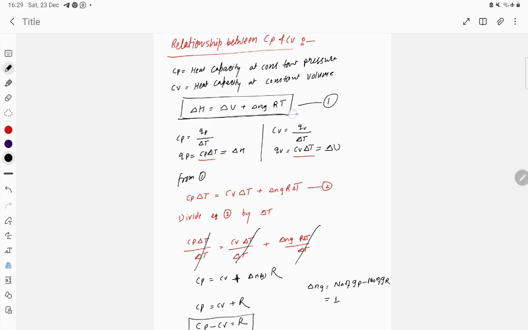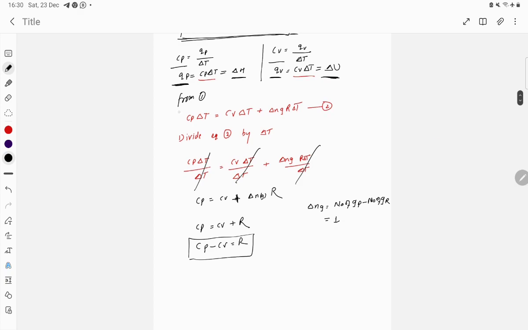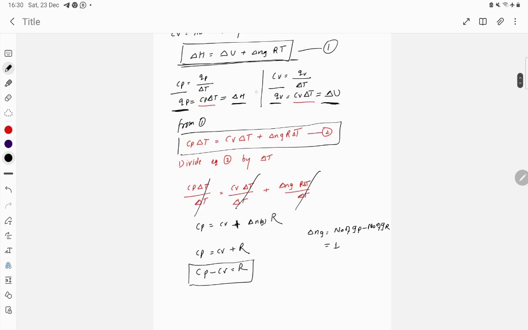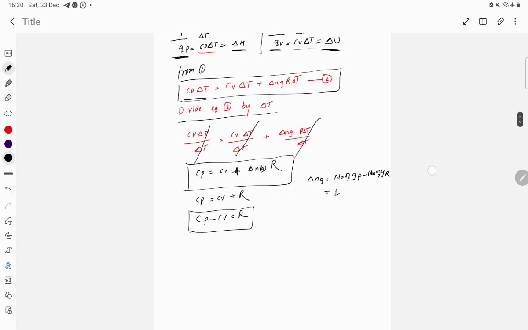You should know the enthalpy equation, then you should know heat capacity at constant pressure and constant volume. You know heat content at constant pressure equals enthalpy. Heat content at constant volume is internal energy, and whenever you are solving this, you are putting the values in the enthalpy equation. So you are giving Cv dT and delta ng RT. You need to divide this one. So what is going to be? Cp delta T by delta T, Cv delta T by delta T. These all delta T cancel out. So Cp is equal to Cv plus delta ng R.